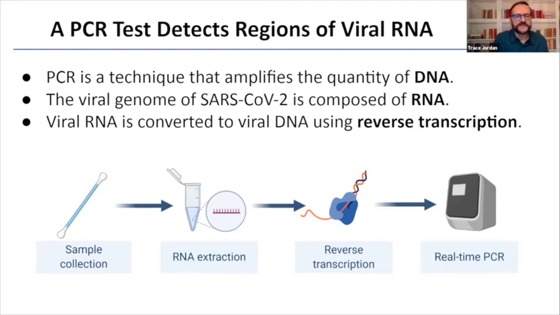So first of all, there's sample collection, usually by nasal swab. Then there's extraction of the RNA, which is the viral genome. Then there needs to be the process of reverse transcription, where the viral RNA is converted into DNA. And once we have the genetic information in the form of DNA, we can use polymerase chain reaction. Real-time PCR is a version of PCR which can monitor the amplification of the DNA in real time. So you can watch the number of copies of DNA rise.